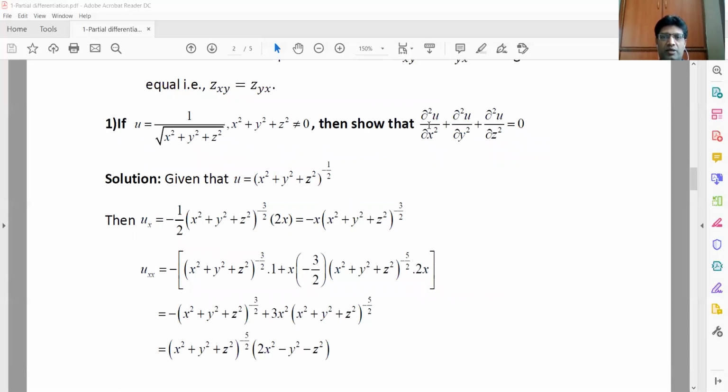So in order to calculate dou square u by dou x square, the second order derivative, first we require the first order derivative. So we are calculating u sub x, which is known as dou u by dou x. So this we can write as minus 1 by 2 into x square plus y square plus z square whole power minus 1 by 2 minus 1 is minus 3 by 2, for the internal function 2x. So 2 gets cancelled. So that x we brought in front here: minus x into x square plus y square plus z square whole power minus 3 by 2.